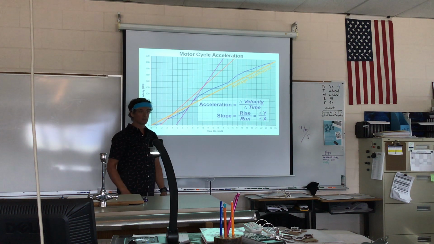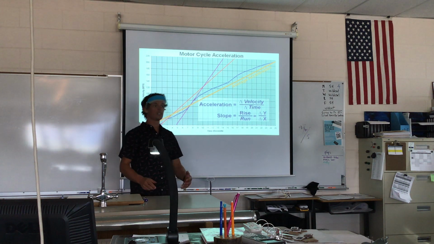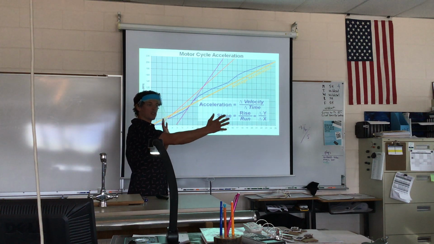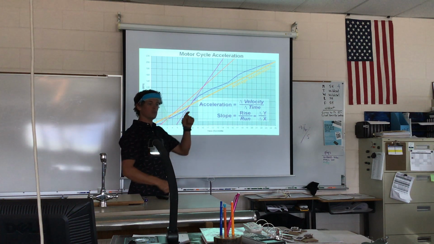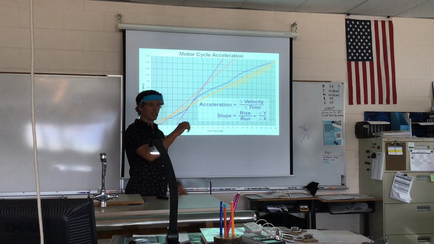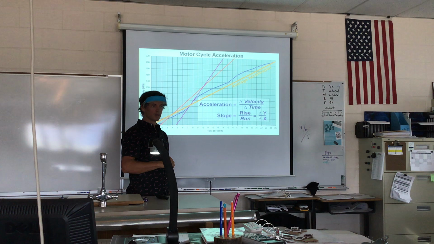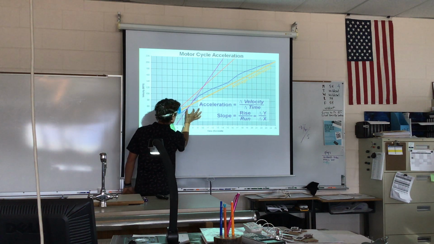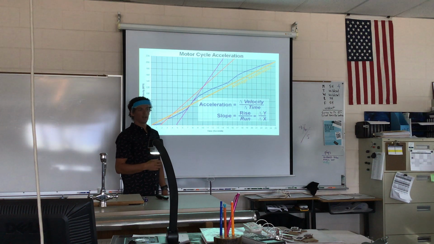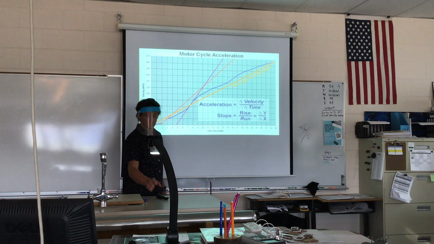Wait, so why wouldn't you just use the same acceleration, like the same slope line? Well, it depends on what I want. If I want the whole acceleration for the whole video, I would do motorcycle 1. But if I want the acceleration just for that little wheelie part that he did, then I would just use this little time period. So it just depends on what we're trying to find. All right, let's do some more examples.